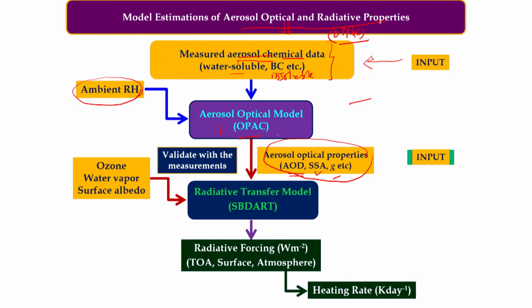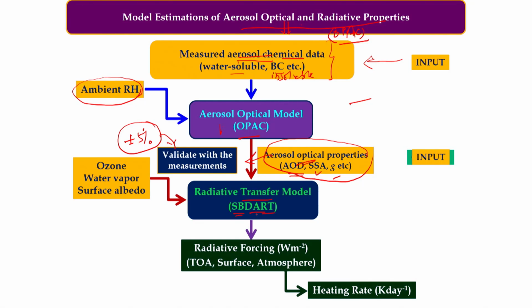But note that this model has to be first validated, all these parameters have to be validated, and this is usually validated with the real time measurements that you have. For example, for aerosol optical depth, we generally take plus minus 5% deviation. If it is within that, we assume that our chemical composition data and modeled optical properties are the same. So, once you have this data, you add it in the radiative transfer model, called the Santa Barbara DISORT Atmospheric Radiative Transfer model.